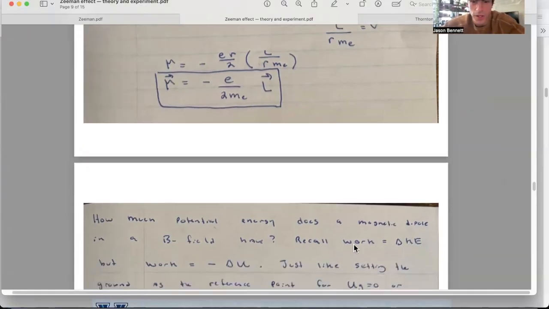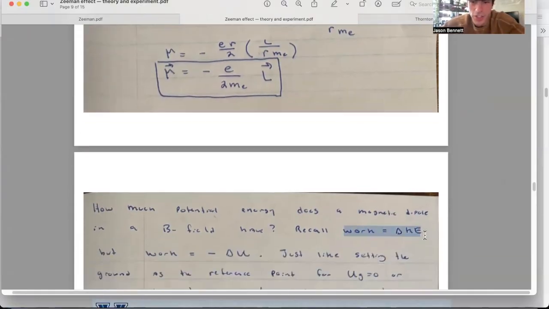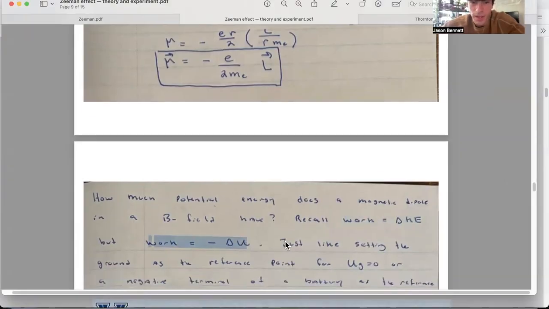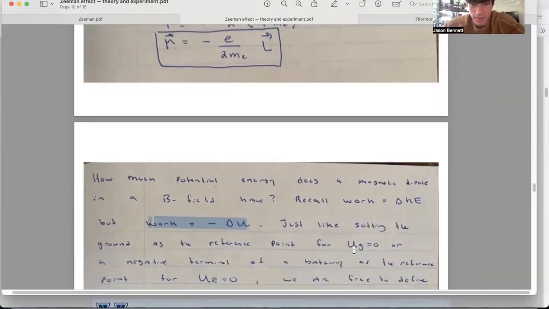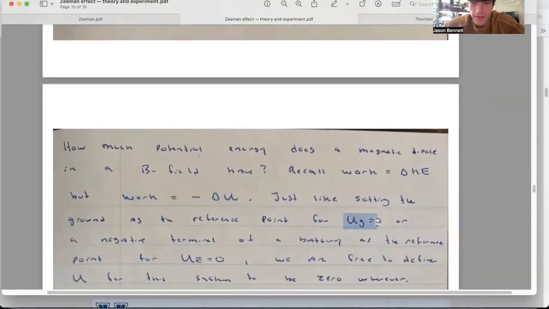So a few mechanics reminders. Work is the change in kinetic energy. Work is the negative change in potential energy. And just like with gravity and electric fields, and this is a special thing about the potential energy, we're free to set a reference point for zero wherever we want. For gravity, we usually set it at the ground, or depending on our problem, if I were launching something off my table, maybe I want the table to be zero or the ground to be zero.